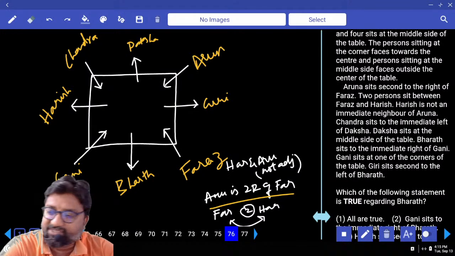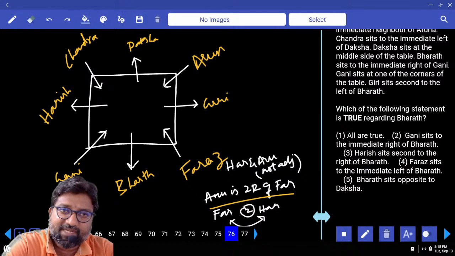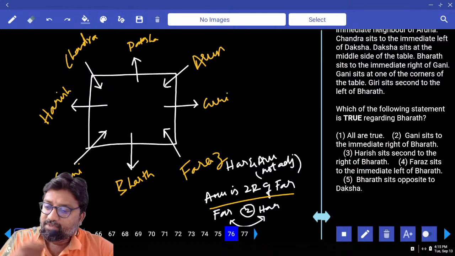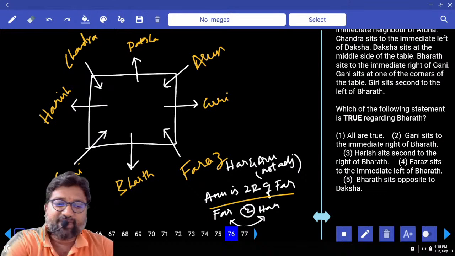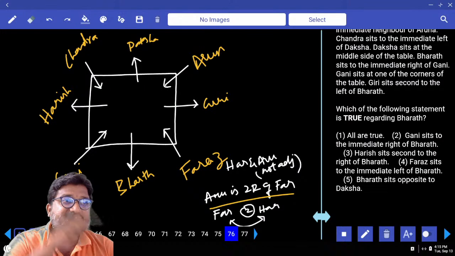The following statement regarding Bharat. First option says all are true. Let me check right or wrong. Gani sits to the immediate right of Bharat. Is Gani sitting to the immediate right of Bharat? Yes. This is the condition which is given in the question also.